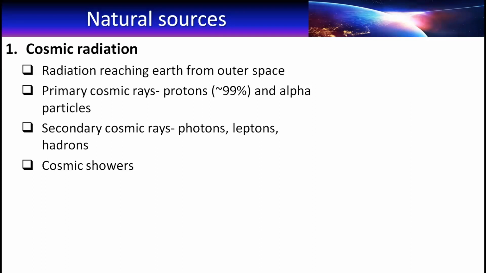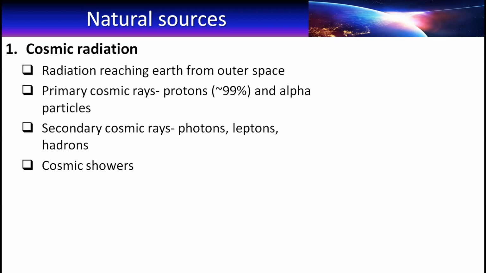Primary cosmic rays are those which are originally produced in various astrophysical processes. They include protons and alpha particles with a small amount of heavier nuclei and an extremely minute proportion of positrons and antiprotons. Particles produced from subsequent interaction of the primary with the interstellar gas are referred to as the secondary cosmic rays. They include photons, leptons, and hadrons.